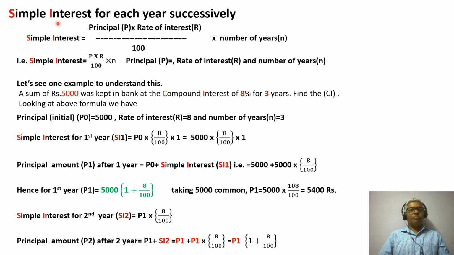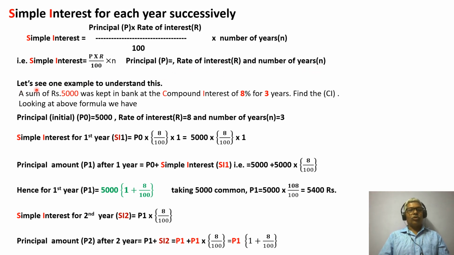We take simple interest for each year successively. For the simple interest formula, we see that simple interest is principal P into rate of interest R divided by 100 into number of years. So we take these letters in the formula: simple interest equals P into R upon 100 into N, where P stands for principal, R for rate of interest, and N for number of years.